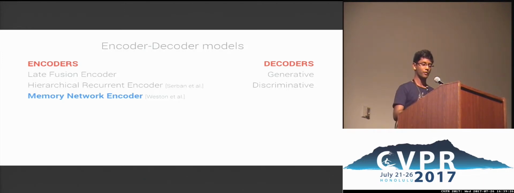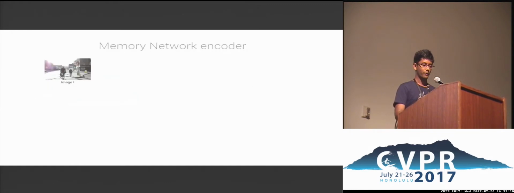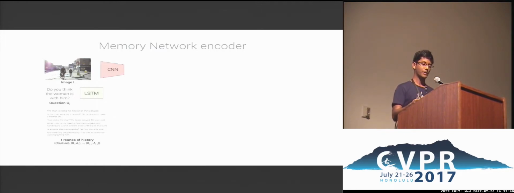So I'm going to focus on just that one in the interest of time. What the memory network encoder does is that given an image, a question, and dialogue history, we first encode the image and question with a convolutional neural network and an LSTM respectively. Then we concatenate those two feature vectors, which is then projected down to a 512 dimension vector.